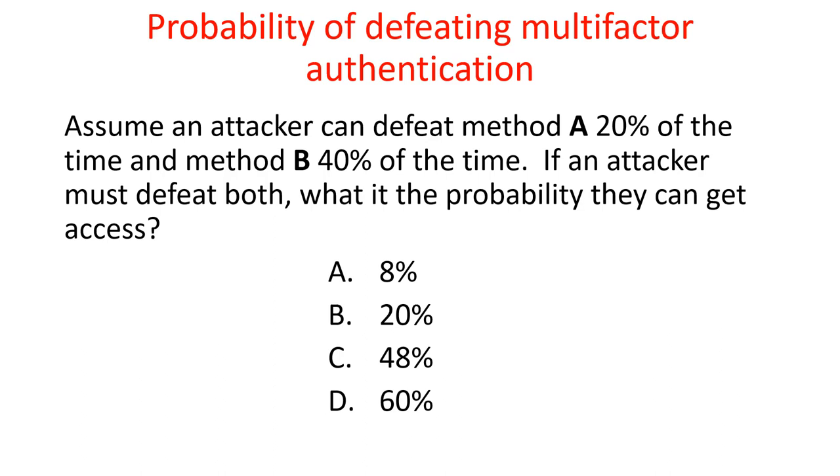Yes, sir. Does this assume that you're attacking both of those things in parallel? No, this is that you have to do one then the other. And it works. I did B then A because the arithmetic is easier, but it works A then B. If you go to A and you end up with 20%, then 40% of 20% is 8%.